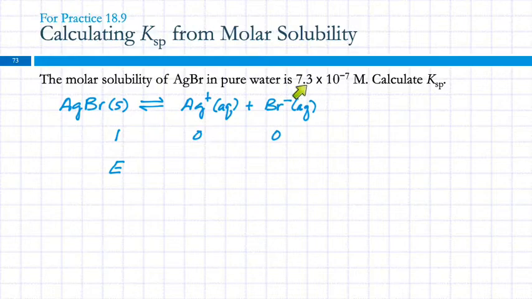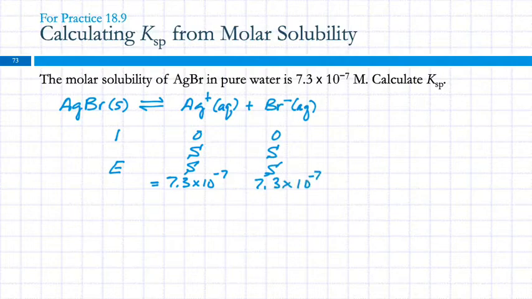This molar solubility is telling me the equilibrium concentration of silver ion is going to be equal to 7.3 times 10 to the minus 7. So the change here would be plus S and plus S. You have to be careful because if you've got a 2 or a 3 in here, then this isn't S. It's 3S or something. So that's 7.3 times 10 to the minus 7. This is also 7.3 times 10 to the minus 7.